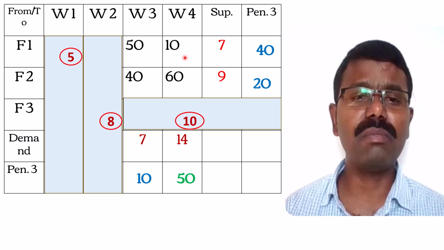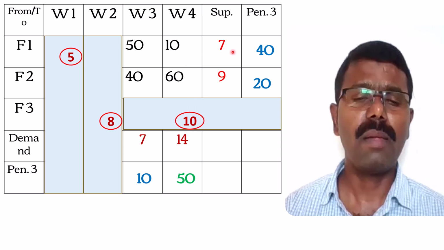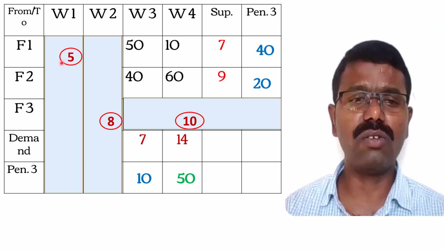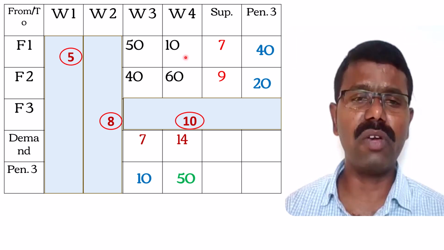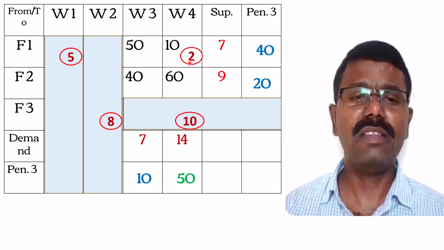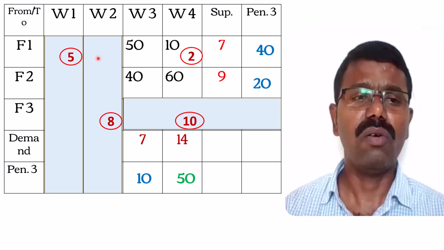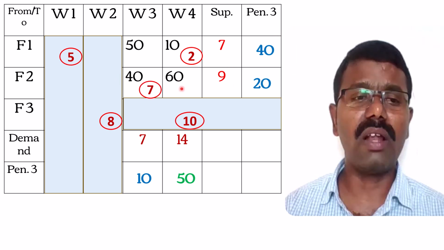So assign as many units as possible to this cell. Here the demand is 14, but the supply of 7 is available, and out of 7, 5 is already assigned to this, so only 2 is available. Here a demand of 4 is there, but the maximum we can assign to this cell is only 2, so we assign 2. Then once 2 is assigned, 5 plus 2 is 7, factory 1 is already meeting its supply, so factory 1 will be closed. Then only one other row will be left.